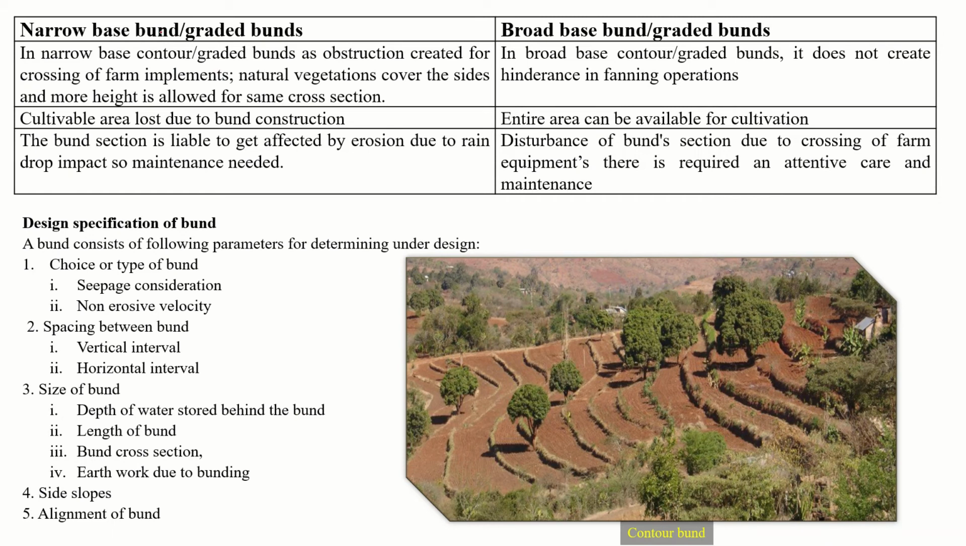So now, narrow base bund or broad base bund. Here the narrow base bunds are very narrow in shape and they create obstruction to pass your farm implements. Whereas along the broad bund, the farm implements easily pass. Cultivable area is lost due to the small narrow bund. Now either area can be available for your cultivation.